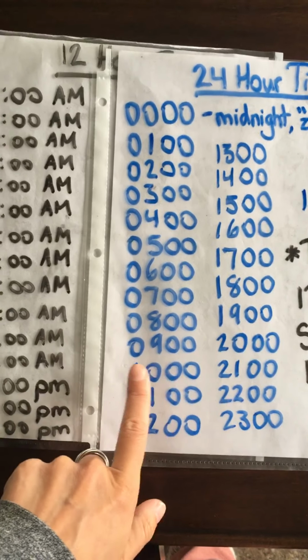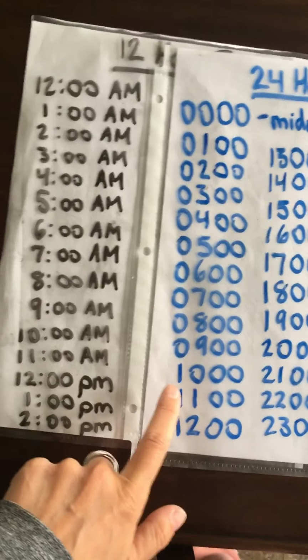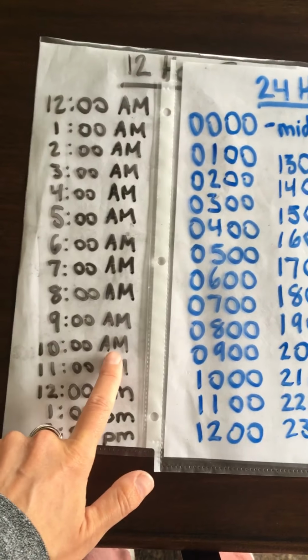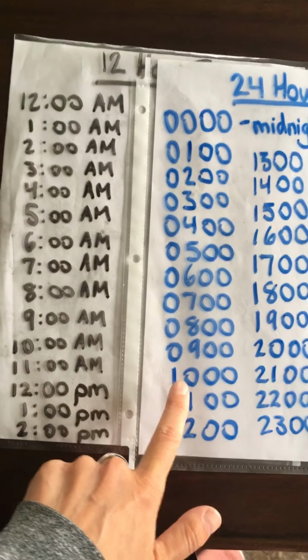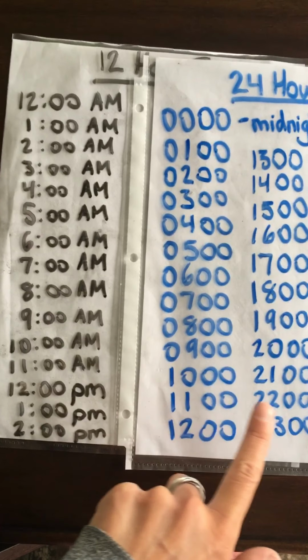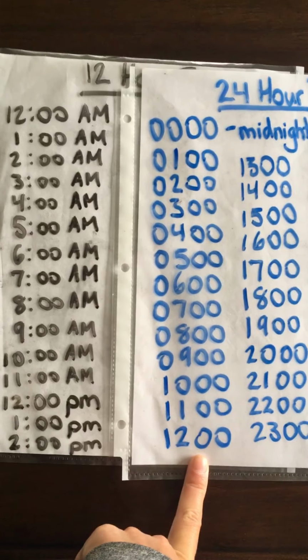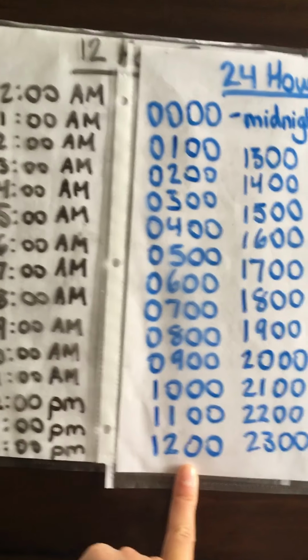1,000 hours. It changes because there's no 0 in front. We're in 1,000 hours. So that means we're also at 10 a.m. So that would be about math time. And then 1,100 hours and 1,200 hours, your favorite time in the world, grade 3, 4, lunchtime.